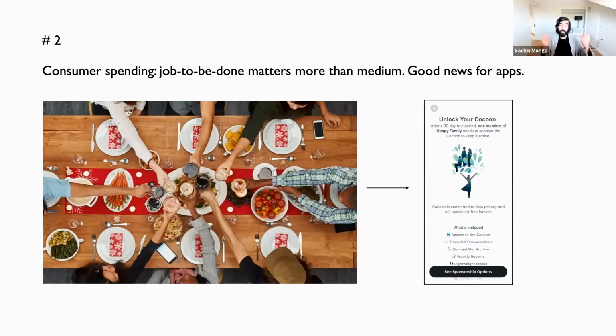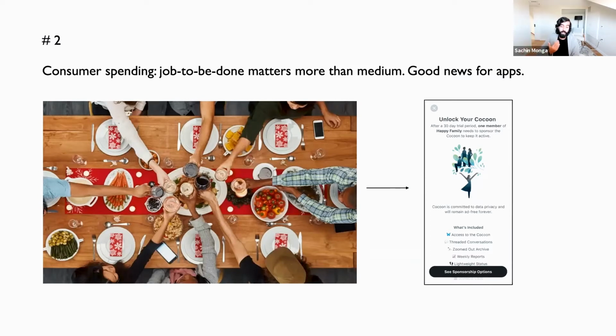In the case of Cocoon, as an example, Cocoon is a paid app, and the way it works is one person can sponsor the group on everyone's behalf and pay $40 for the year. When we were fundraising, everyone was like, who's going to pay for a social app when people pay for Netflix and Spotify and don't have room for multiple consumer subscriptions? People aren't going to subscribe to lots of things, so how are you going to compete with Netflix?